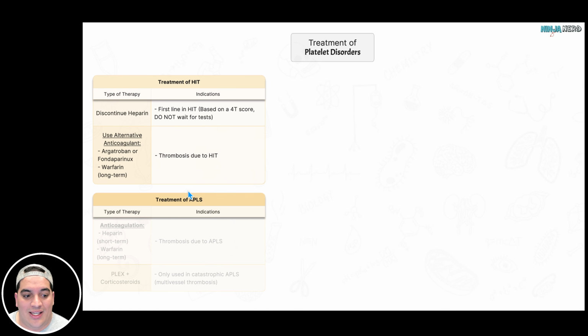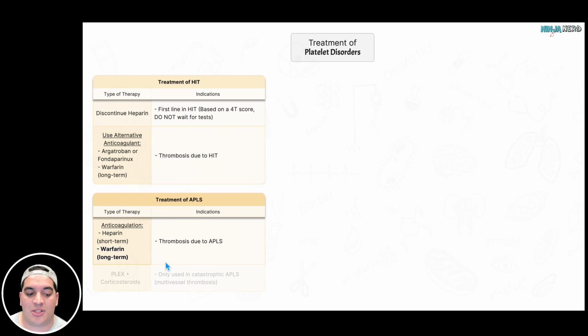Next is antiphospholipid syndrome. With this one, you're going to give them heparin while they're in the hospital. If they have a DVT, if they have a PE, if they have a stroke, if they have an MI, you're going to give them heparin short term. And then eventually you're going to bridge them over to warfarin for maybe potentially the rest of their life. It really kind of depends. There's a lot of different guidelines for that.